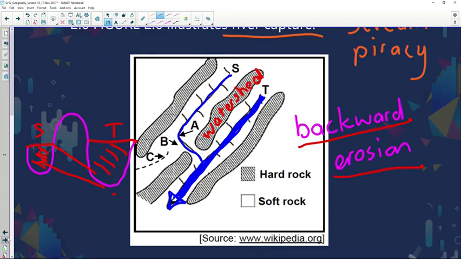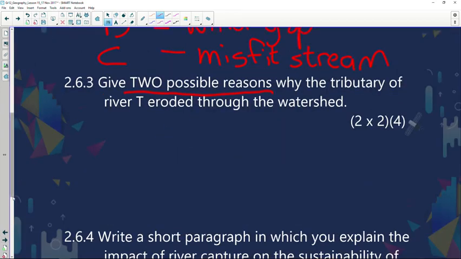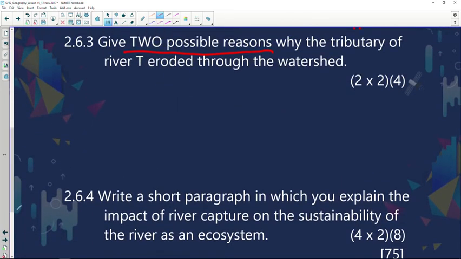So let's go and answer that question quickly. So we can say that river T is flowing at a steeper gradient. So that means the velocity is going to be greater because the water is going to flow faster, and when the water is flowing faster, it's got more erosional capabilities.